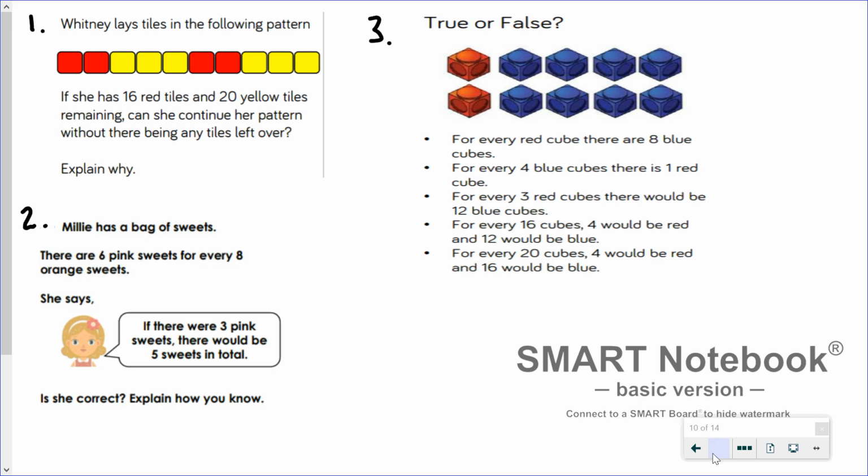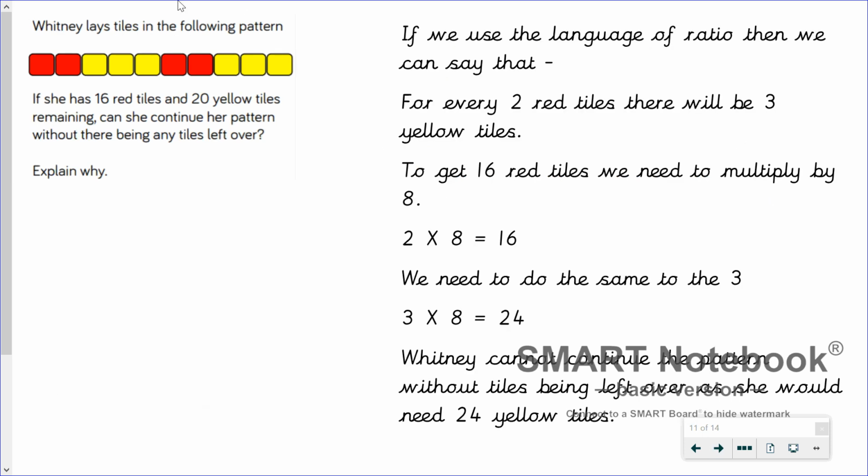Right, let's talk through the answers to these problems. So first one, Whitney lays tiles in the following pattern. 2 red, 3 yellow, 2 red, 3 yellow. If she has 16 red tiles and 20 yellow tiles remaining, can she continue her pattern? So we use the language of ratio, and we say for every 2 red tiles, there'll be 3 yellow tiles. So to get the 16 red she's talking about, we times 2 by 8, and that gives us 16.